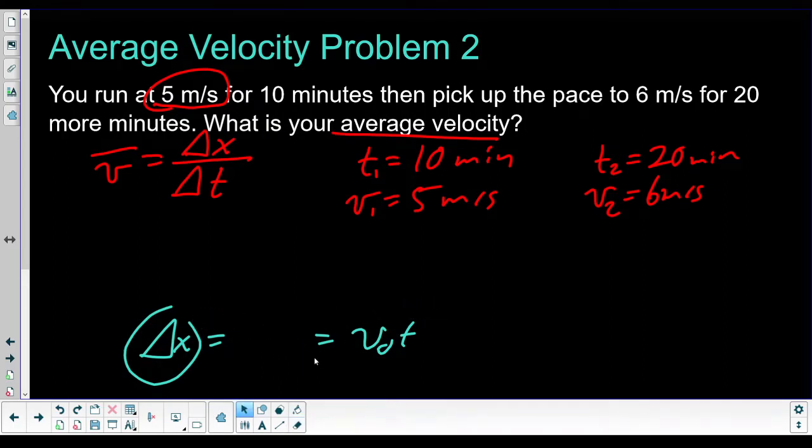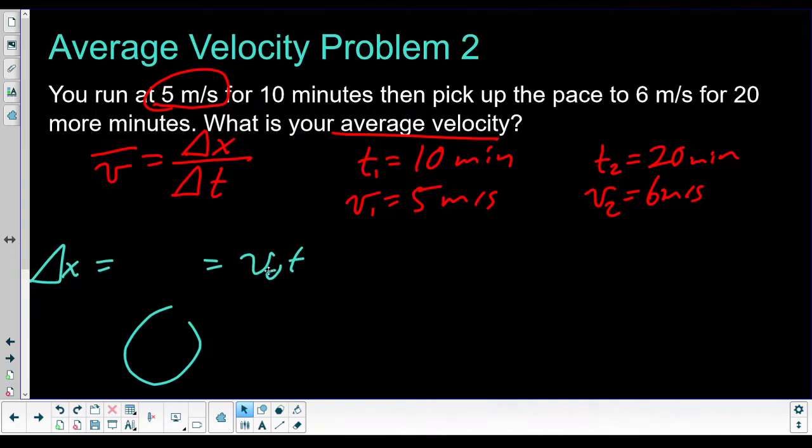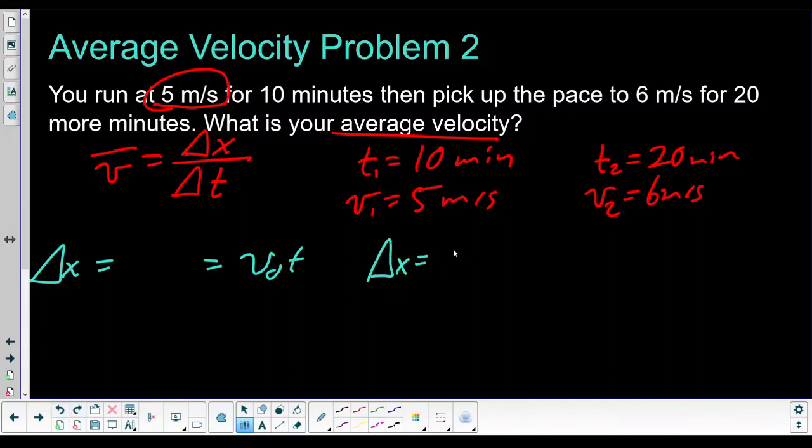Delta x equals velocity times time. That's the important bit. So we're going to multiply our velocity times our time. Secondly, delta x1 for this set is 5 meters per second times, oh wait, we can't multiply these, right? The seconds aren't going to cancel with minutes. We have to change this into seconds so that they agree.